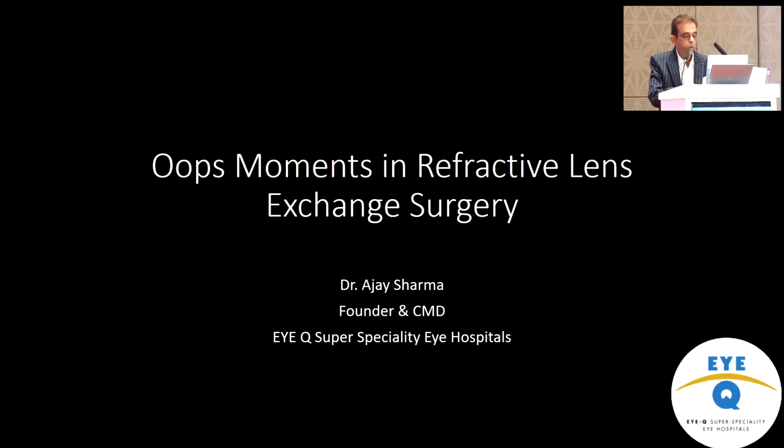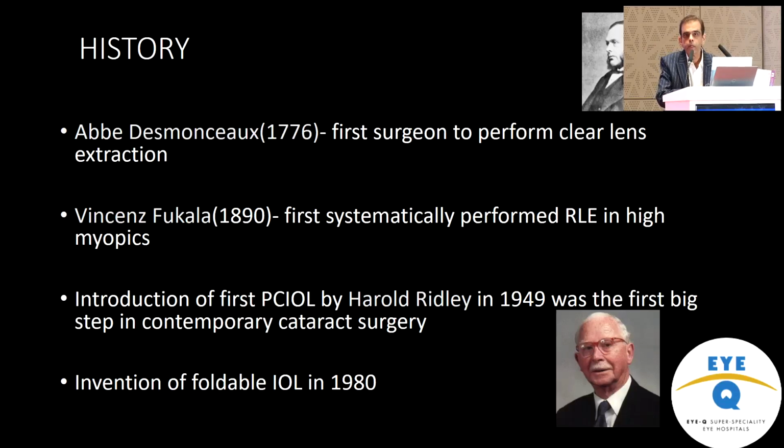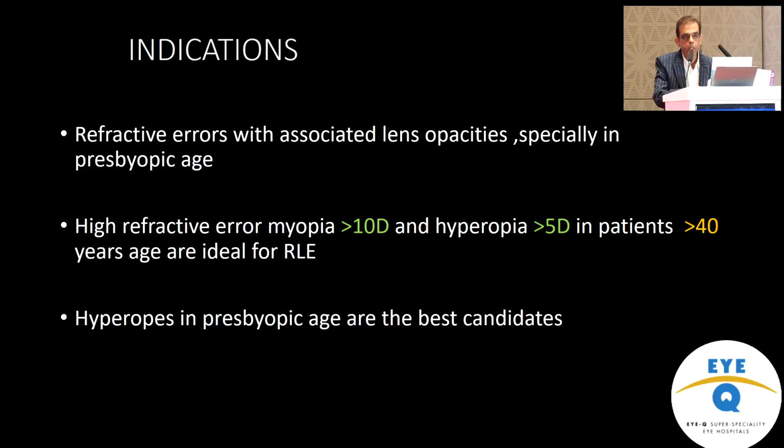We all know that today cataract surgery as such is a refractive surgery, because we want a perfect result post-operatively. But there are certain patients where we do a refractive surgery even when the patient doesn't have much of a cataract. Historically, it started way back in 1776, and the first systematically performed RLE was in 1890 by Vincent. Then with the introduction of the lenses, things became very easy.